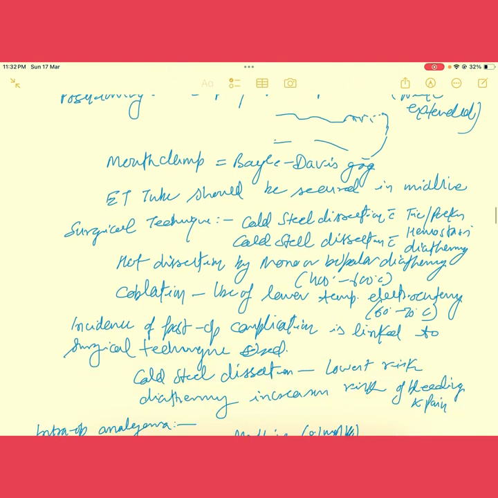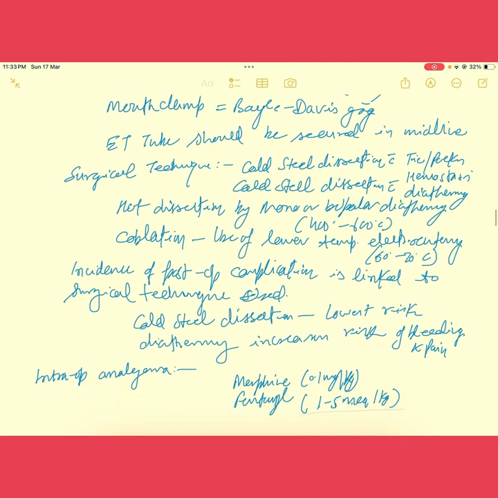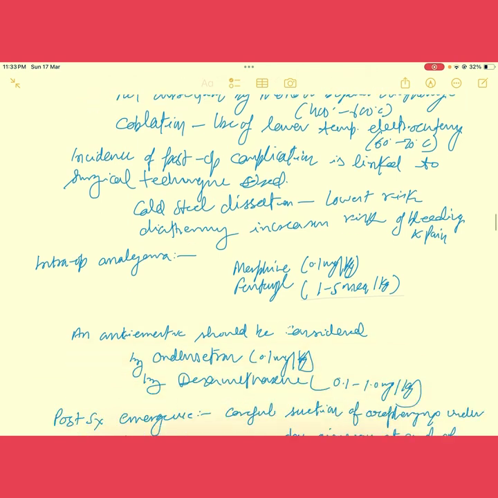Surgical techniques: cold steel dissection with tie or pack hemostasis, cold steel dissection with diathermy hemostasis, hot dissection by mono or bipolar diathermy at 400 to 600 degrees centigrade, and coagulation using lower temperature electrocautery at 60 to 70 degrees. The incidence of post-operative complications is linked to the surgical technique used. Cold steel dissection has the lowest risk, and diathermy increases the risk of bleeding and pain.